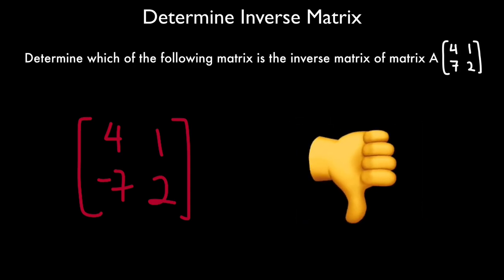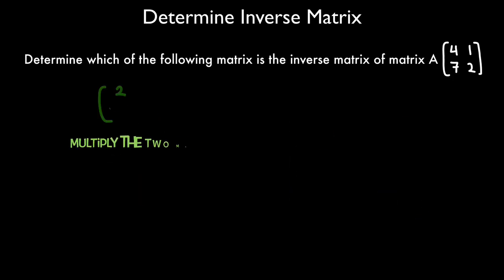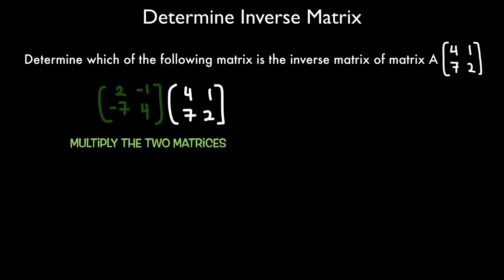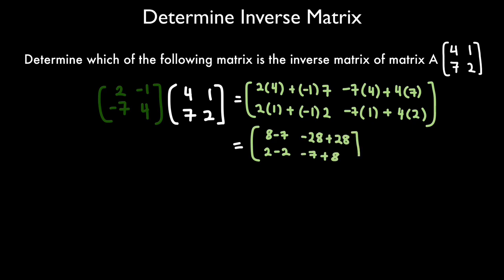The answer is matrix 2, negative 1, negative 7, 4. As you can see, the product of both matrices is the identity matrix 1, 0, 0, 1. Thus, it is proven that matrix 2, negative 1, negative 7, 4 is the inverse of matrix A.